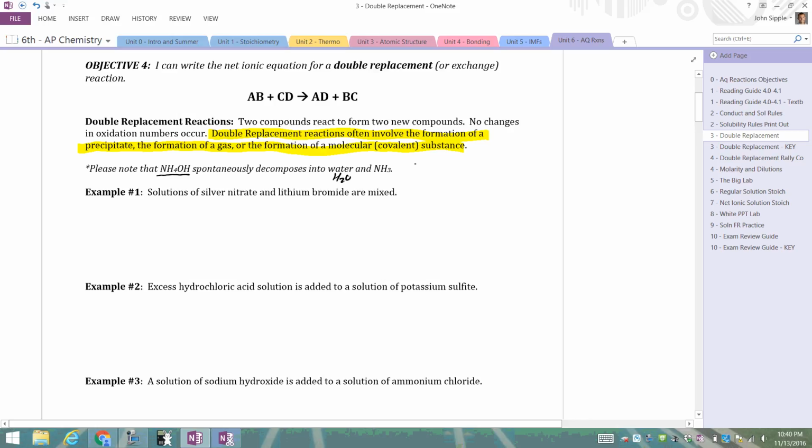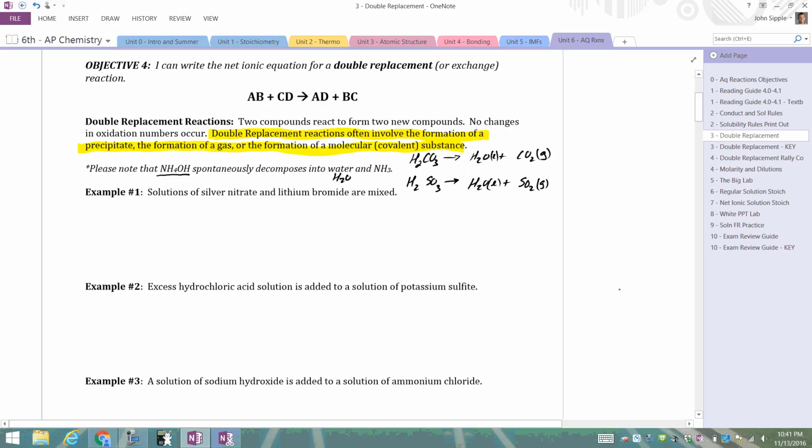There's a couple other substances that are going to spontaneously decompose as well. So if one of your products is H2CO3, that also is going to break into water and carbon dioxide gas. And additionally, if H2SO3 is one of your products, it also will break into liquid water and SO2 gas. So that's something to be aware of when it comes to a couple of your products, because gas formation is a sign of double replacement reactions.